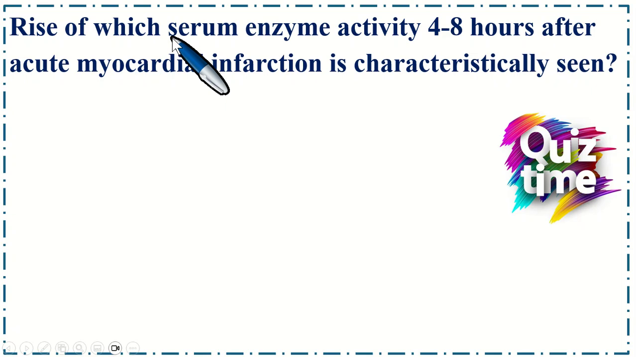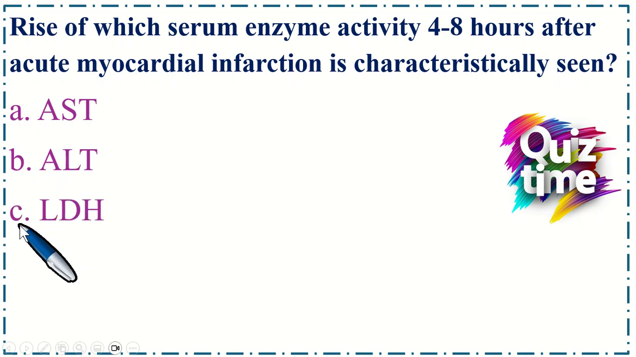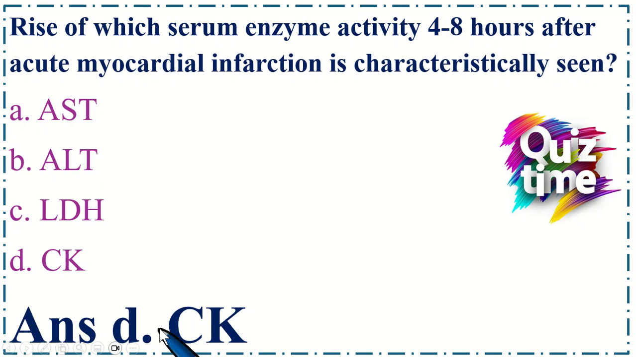Rise of which serum enzyme activity 4 to 8 hours after acute myocardial infarction is characteristically seen? Option A, AST. B, ALT. C, LDH. D, CK. Correct option is D, CK.